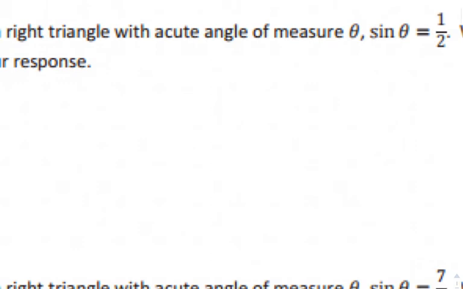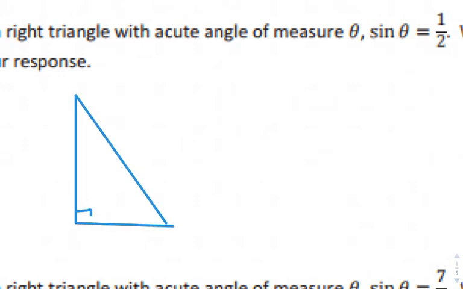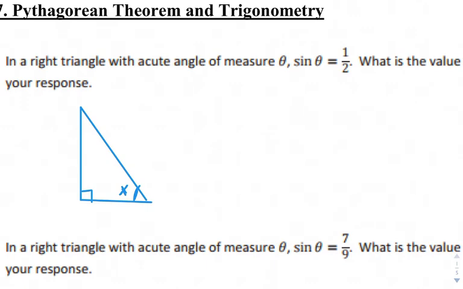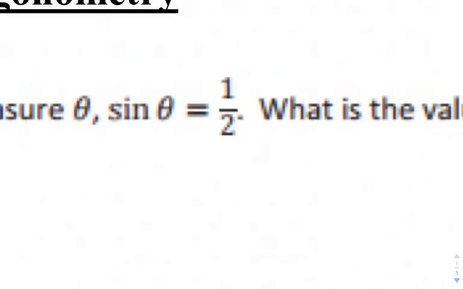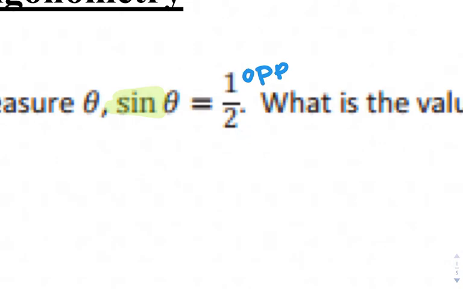Remember, theta is just like your x, so instead of putting theta, I'm going to put x. I know there's a right triangle. It doesn't really matter what angle you label x. I'm going to call this bottom angle x. And then it says sine theta equals 1 over 2. Well, we have to think about what sine is. So think about SOHCAHTOA, and I know that sine is opposite over hypotenuse.